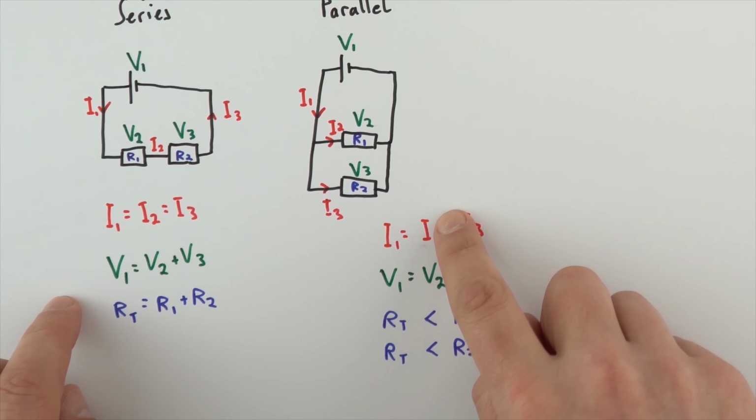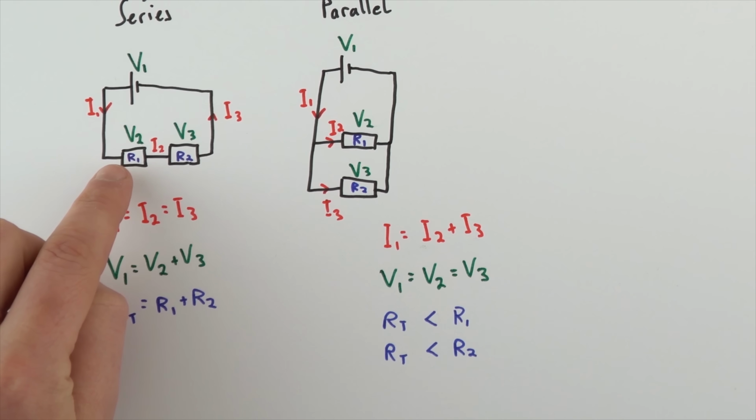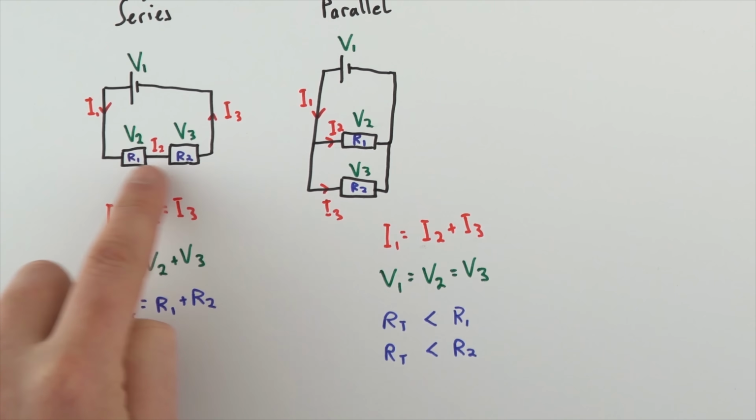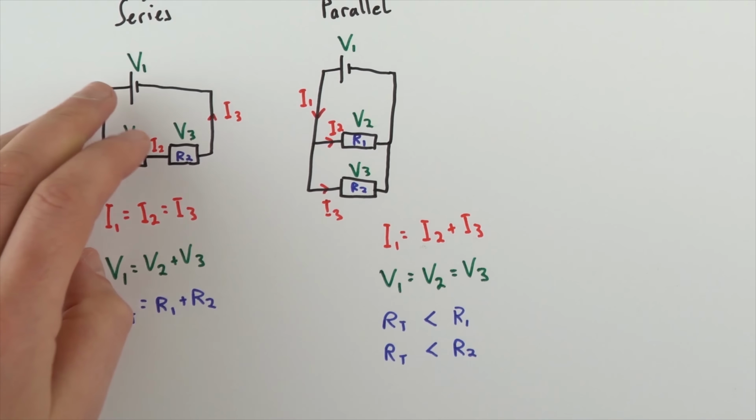Now, when it comes to looking at resistance, if we have resistors R1 and R2 in a series circuit, their total resistance is going to be equal to R1 plus R2. Effectively, the more resistors we have in the circuit, the bigger the total resistance.